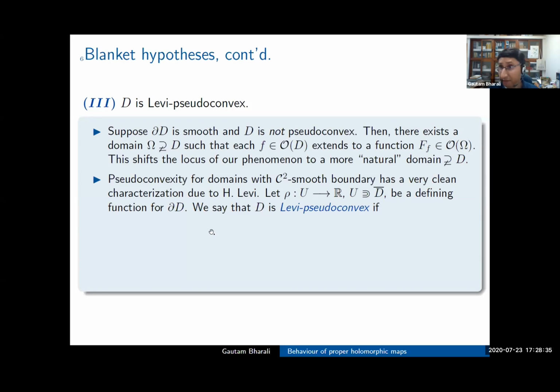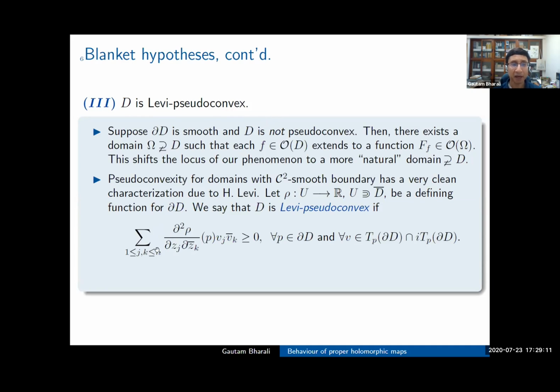Now let's give an actual definition. What I stated above is a definition, but only in the smoothly bounded case. However, I can give you a rigorous definition in the case that D has C2 smooth boundary. And the definition is as follows. Choose a slightly larger open set that contains D closure and fix a defining function rho for this domain. We say that D is Levi pseudoconvex. This is the term I'm defining.